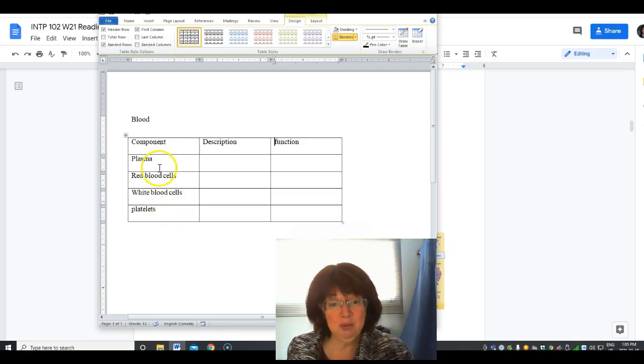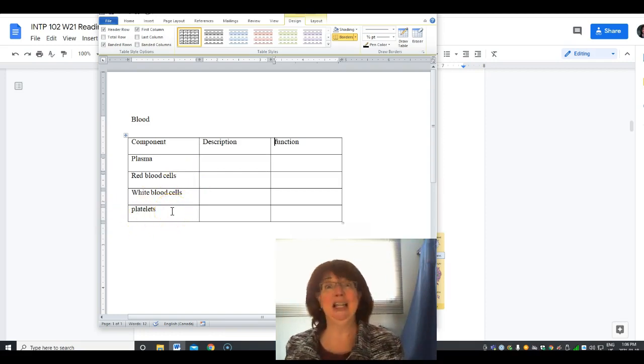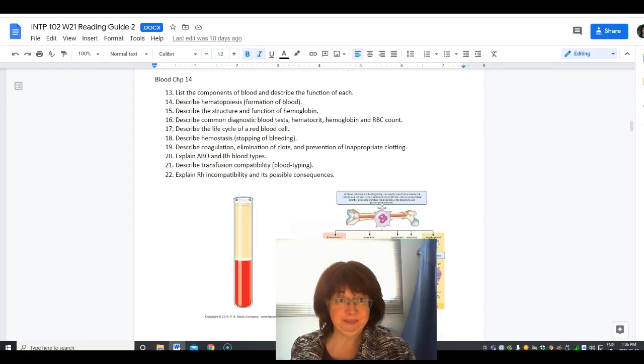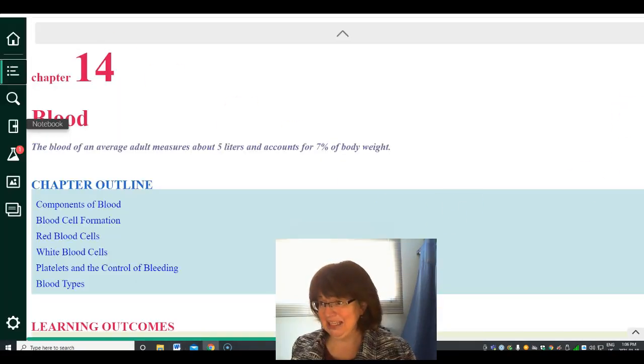Notice I use the word components because really red blood cells and platelets aren't cells. So often they're referred to as blood elements. And I'll talk more about that when we get to that point. Okay, so this way you can summarize the information as we present it. Good. Let's look at the textbook.